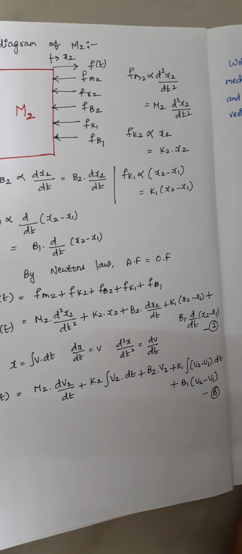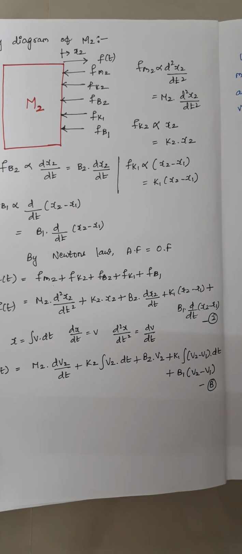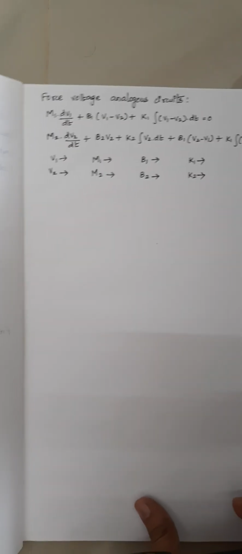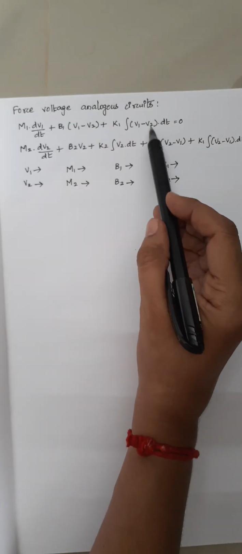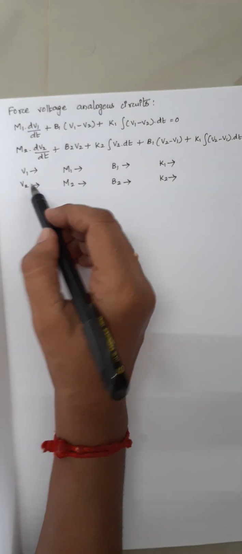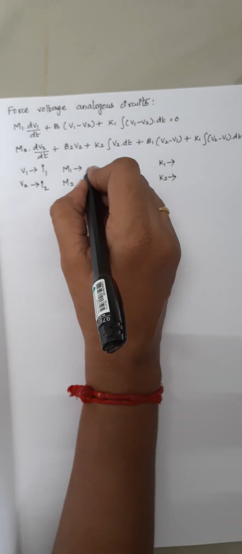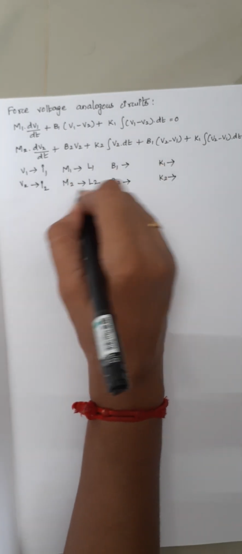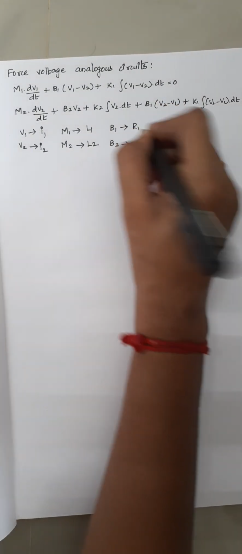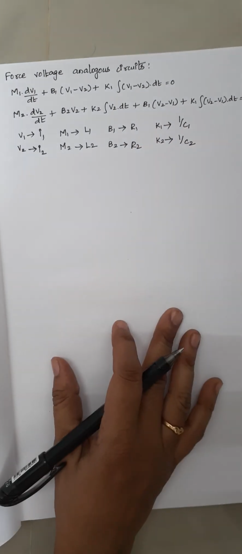We have solved the differential equations governing masses m1 and m2, and the next one is we are going to draw the force voltage and force current analogous circuits, right? So here these are the general expressions in terms of velocities, and now I am going to draw the force voltage circuit. So the first one is V1 should be replaced by I1 here and V2 should be I2, and these masses should be replaced by L1, M1 as L1, M2 as L2, and this B1 should be replaced as R1 and R2, and this K1 should be written as 1 by C1 and this K2 as 1 by C2, right?